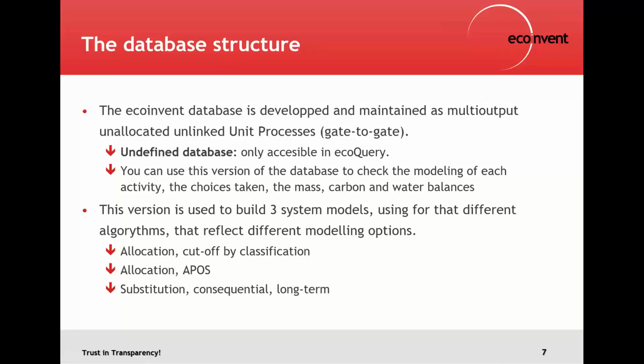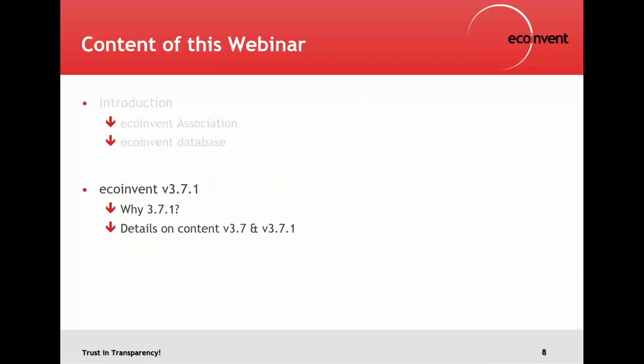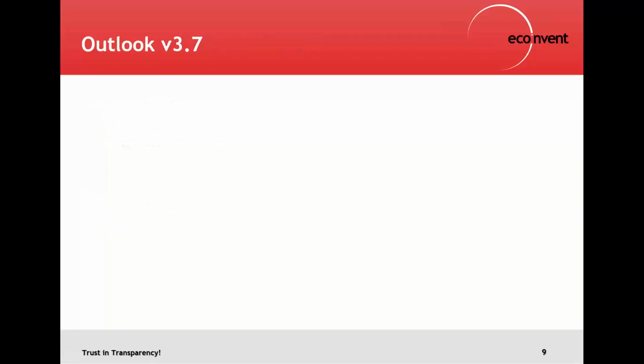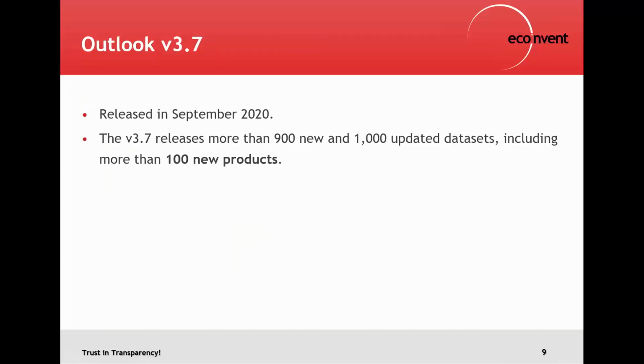If you want to know more about the system models and about the methodology, you can find some recorded webinars on our channel, and we will also be organizing more webinars around that in the next months. But today, what I will be talking more about is content, about ecoinvent 3.7.1 and 3.7, because let's first take a step back and talk about 3.7 before going to 3.7.1.